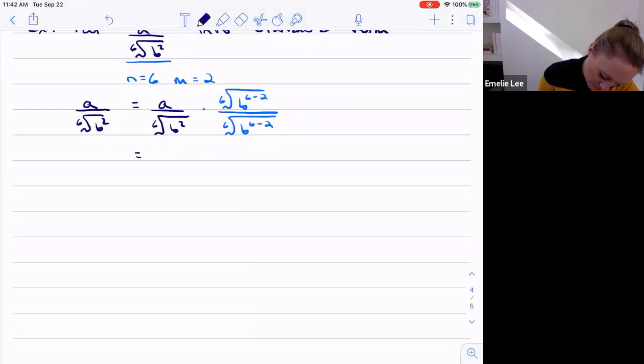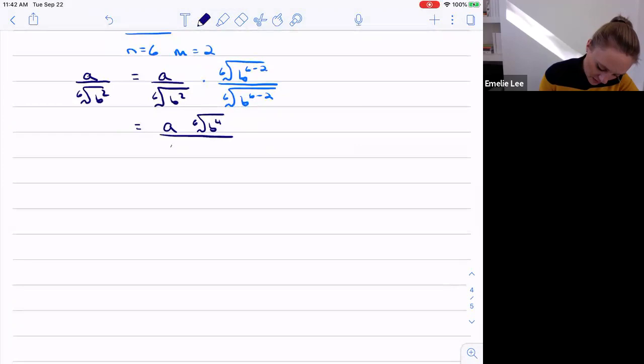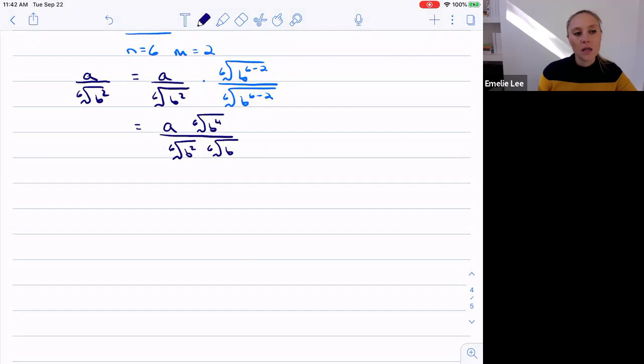So this becomes a times the sixth root of b to the power of 4, over, and then the sixth root, I'm not going to simplify quite yet, of b squared times the sixth root of b to the power of, I could keep it as 6 minus 2 and then combine them. Might be fun to just try it a different way. So 6 minus 2 becomes 4.